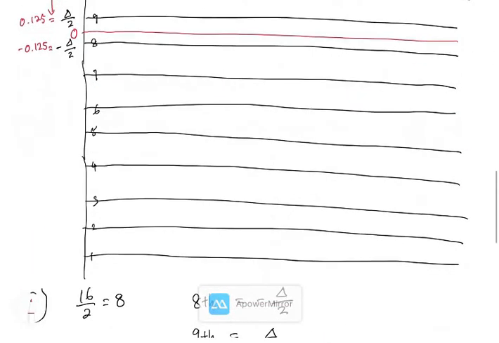Okay, similarly for the negative side. This one is negative 0.375, negative 0.625, negative 0.875, negative 1.125, negative 1.375, and then negative 1.625, and then negative 1.875. So you see, the range lies between negative 2 and positive 2.